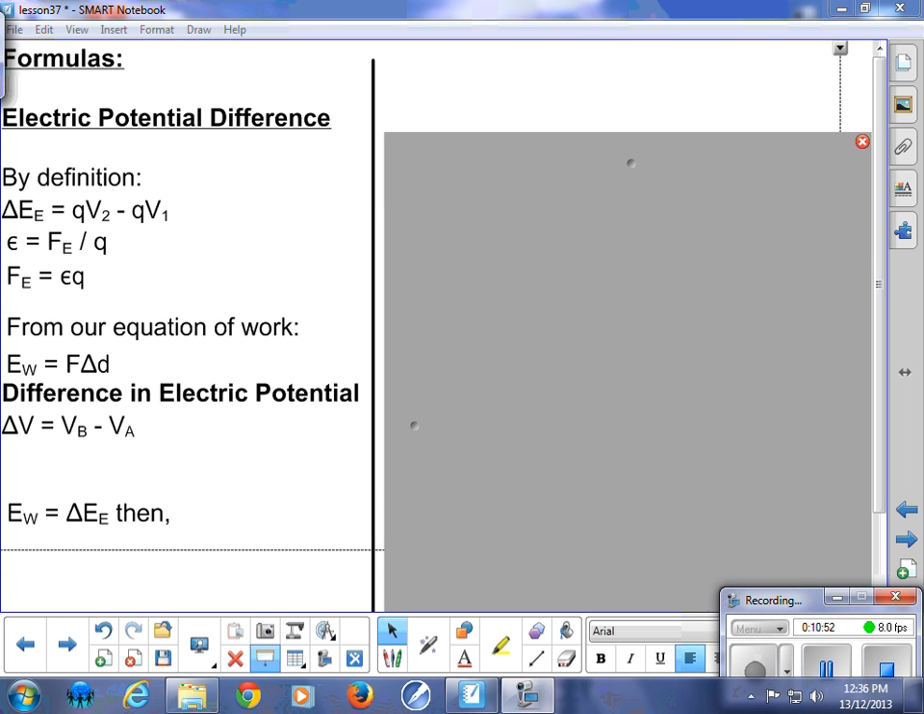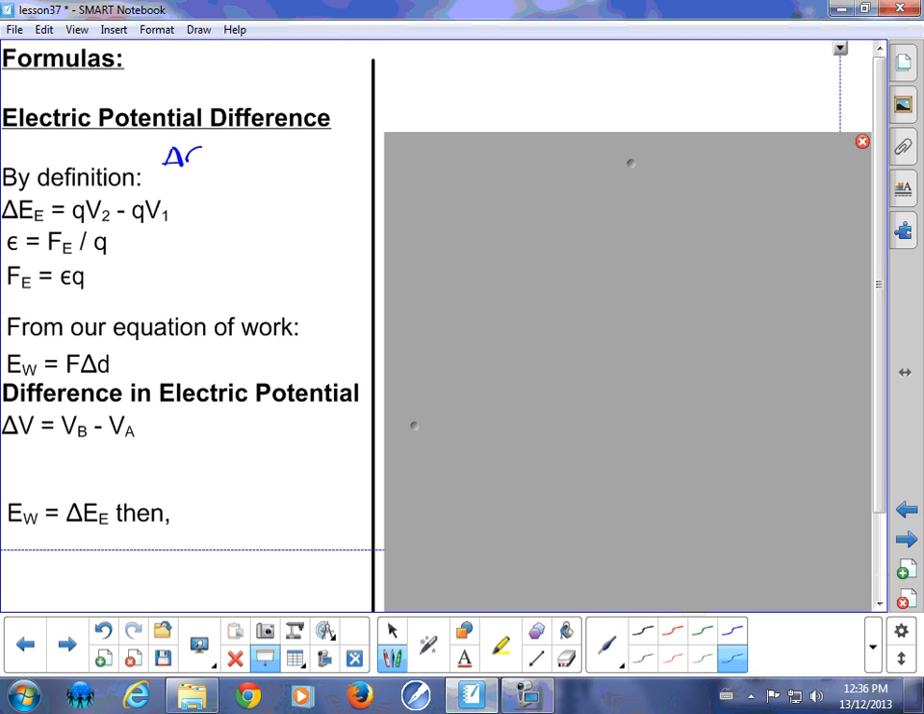There we go. So electric potential difference. By definition, we are looking at the difference in energy. So delta E here is equal to EE2 minus EE1, the difference in locations. Using our formula, we have QV2 minus QV1. Q is our charge, V is our voltage, and our electric field is Fe divided by Q.